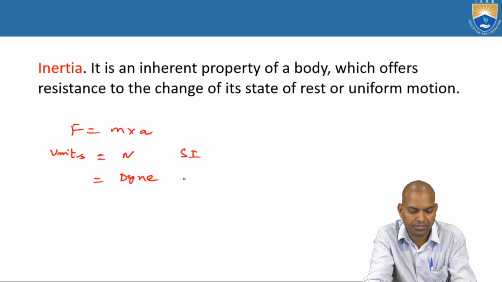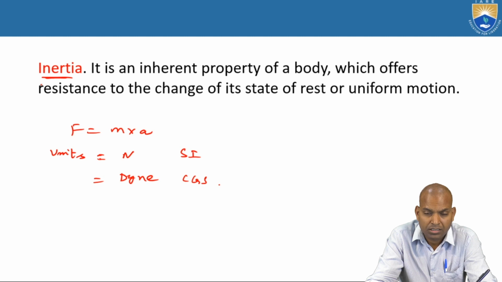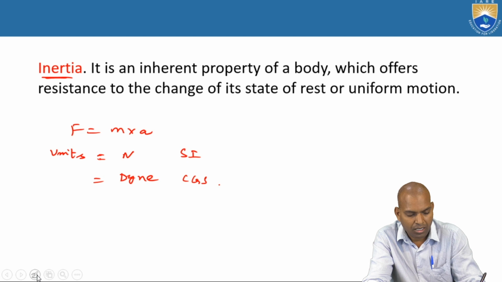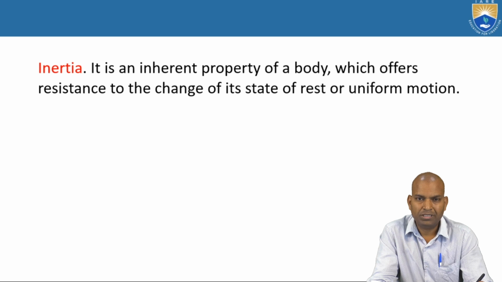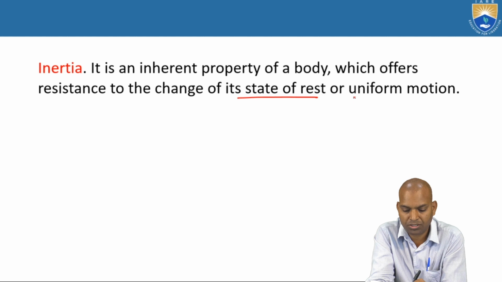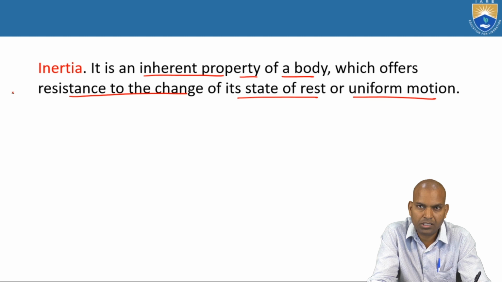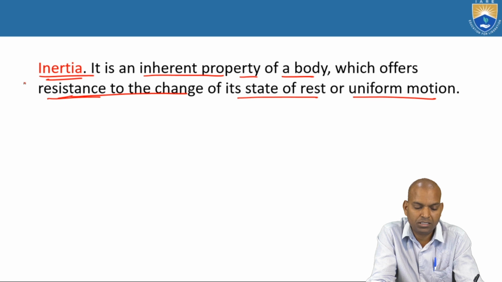Now, the next important term is known as inertia. How do we measure inertia? There are different types of inertia: area moment of inertia and mass moment of inertia. But the physical meaning of inertia is that it is an inherent property of your body, which offers resistance to the change of its state of rest or uniform motion. That is inertia.